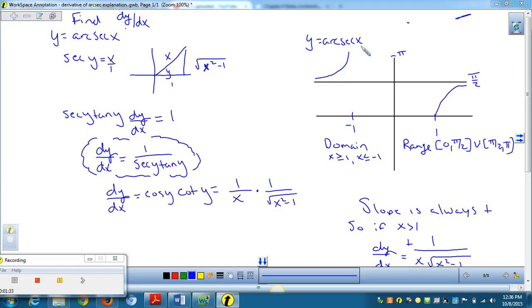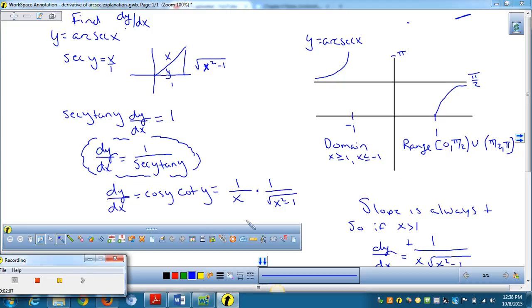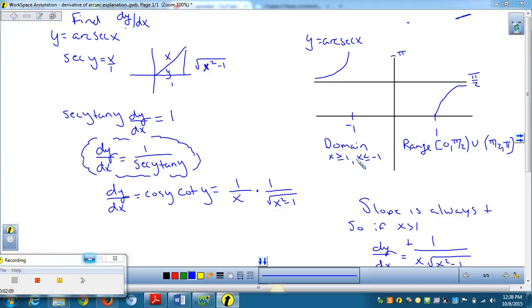So for the function y equals arcsecant of x, we have a graph of it here, and the domain for this function is x is greater than or equal to 1, so it's defined over here, and x is less than or equal to negative 1, this way. The range goes between 0 to pi halves and pi halves to pi. And I should have parentheses and not square brackets. Let me fix that. All right, so the range is from 0 to pi halves, not including pi halves, in union with pi halves to pi. We have a square bracket on here.